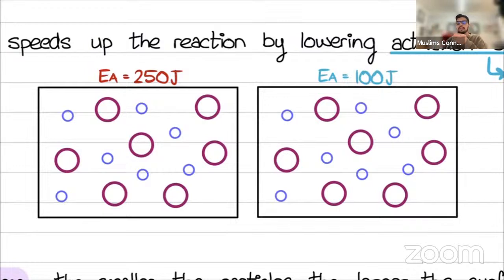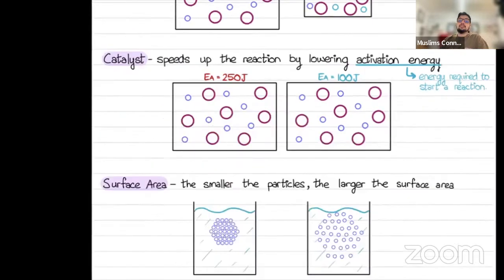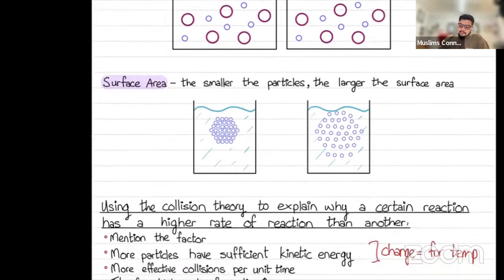Similar concept with activation energy. There's still the same number of collisions on the left and on the right, but on the left there are fewer effective collisions. Fewer actually result in the reaction occurring, because the activation energy is high. It needs a lot of energy. But on the right, there's lower energy required, so perhaps the chances of there being an effective collision are higher.